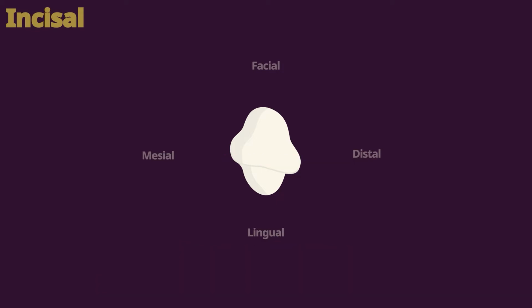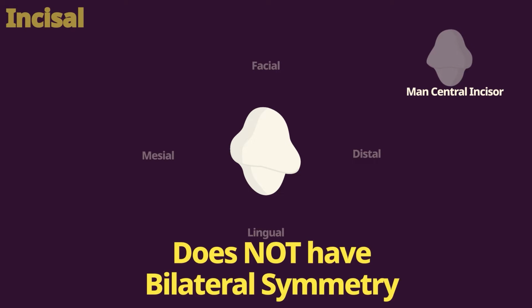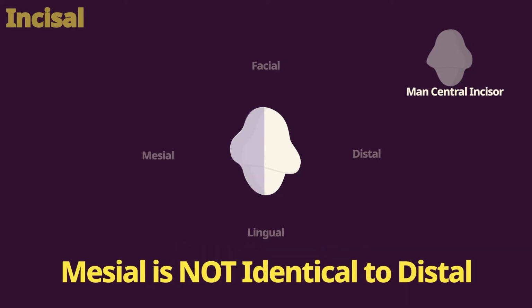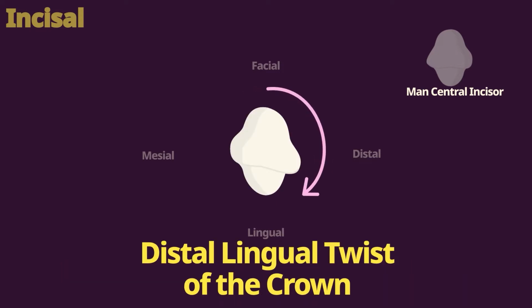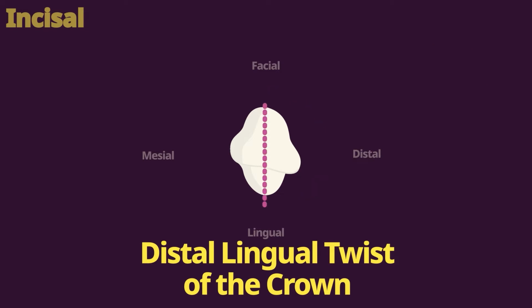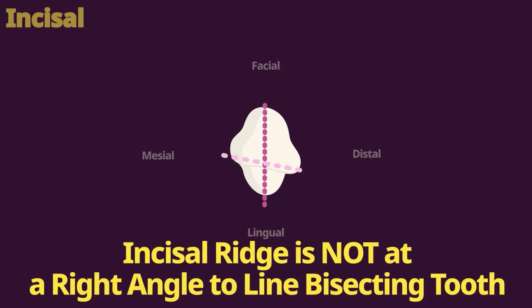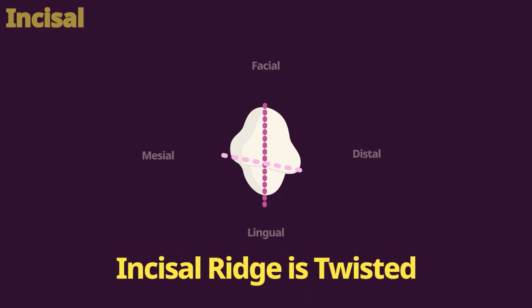Now, the mandibular lateral incisor, unlike the mandibular central incisor, does not have bilateral symmetry. What that means is the mesial is not identical to the distal. There's a distolingual twist to it. So if you drew a line bisecting the crown facial lingually, the incisal ridge is not going to be at a right angle to it. The incisal ridge is going to look twisted so that the distal goes lingually.